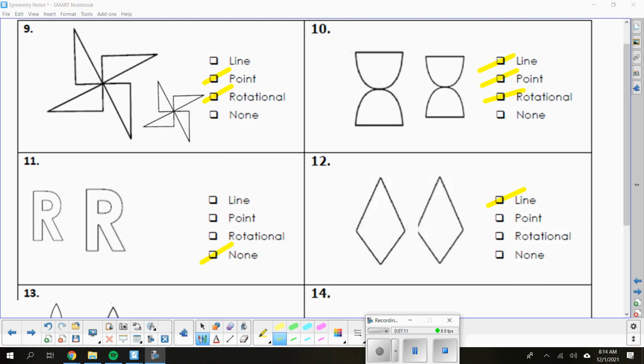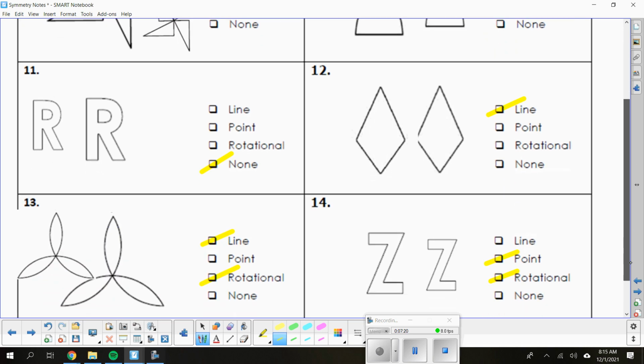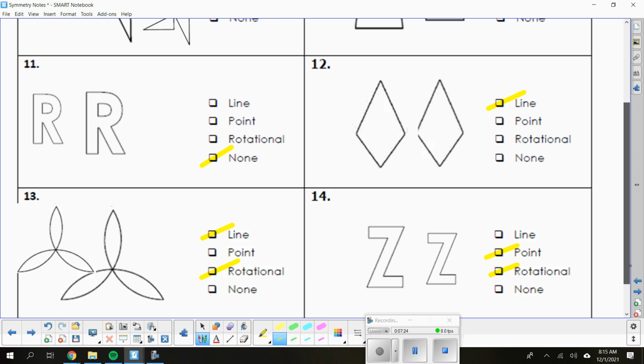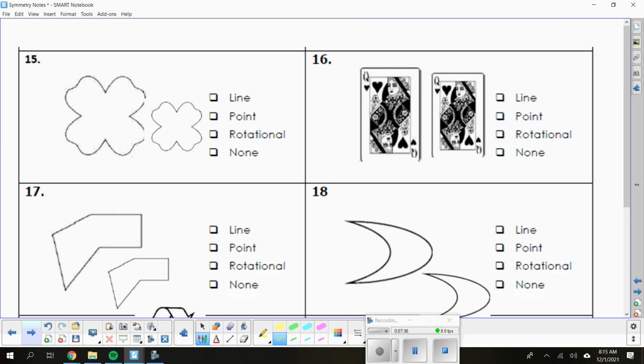Alright, so if you check your answers, 9 has point and rotation, 10 has all 3, 11 has none, 12 has line, 13 has line and rotational, and 14 has point and rotation. If you're noticing, symmetry is very abstract, very visual. So it's just something that the more times you visualize things, the faster it's going to become. So go ahead and pause the video again and try 15 to 20 on your own, and then check your answers once you're done.